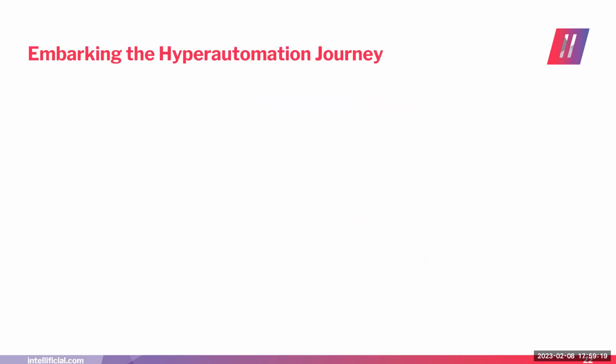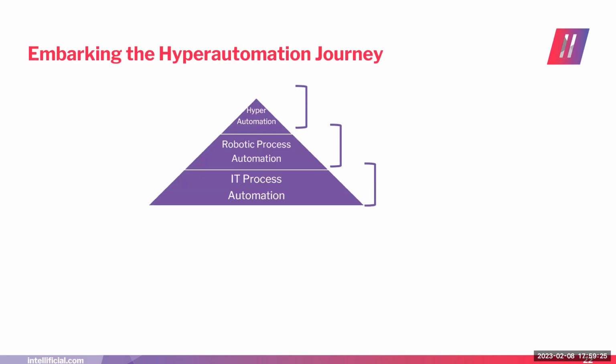And if you wanted to know how to start any hyperautomation journey, you have to understand this pyramid structure. IT process automation happens at the IT infrastructure layer, and on top of that we have the business process layer where robotic process automation comes in, and we have the complex process layer, and that's where hyperautomation comes in.